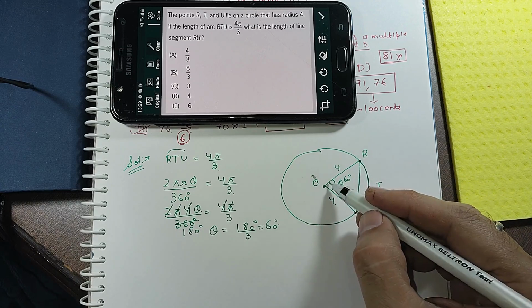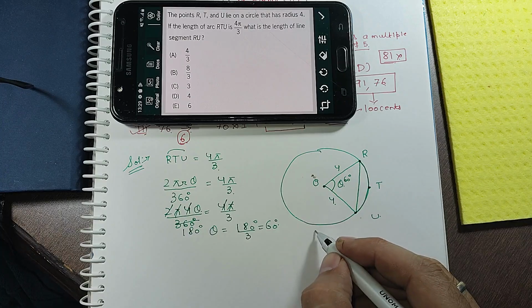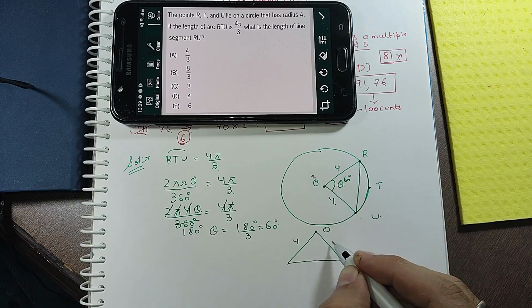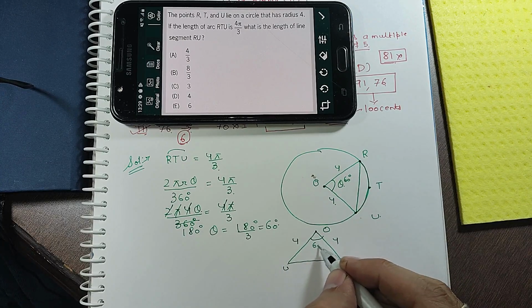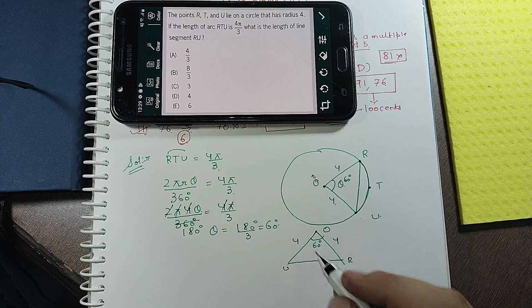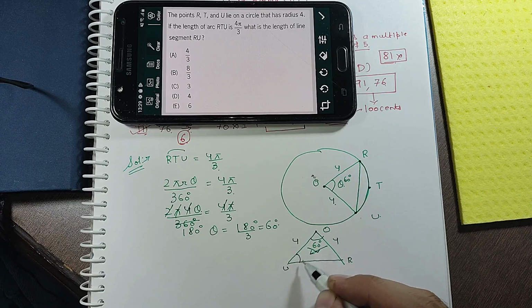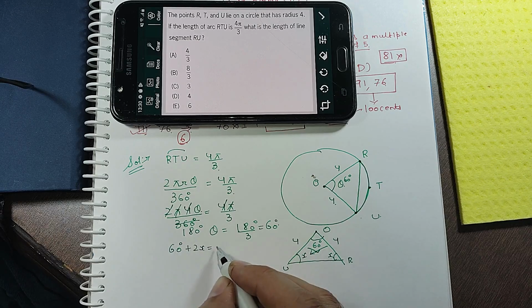Now if you closely see this triangle ORU, I will draw this triangle ORU, right? So in ORU, this 4 is the radii of the circle, and this angle is 60 degree. Now this becomes an isosceles triangle, so the angles opposite to this side and this side must be equal. So if I say this is x, this will be x, right? Now with the angle sum property of triangle, the sum of three angles should be equal to 180 degree. So 60 degree plus twice of x should be equal to 180 degree.